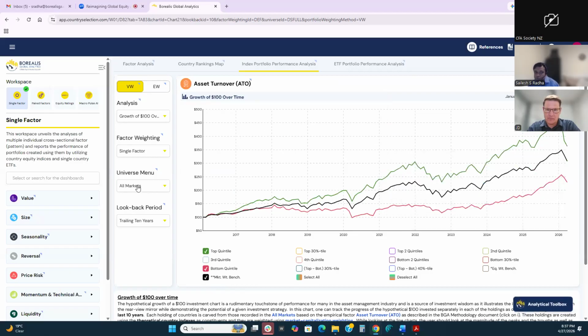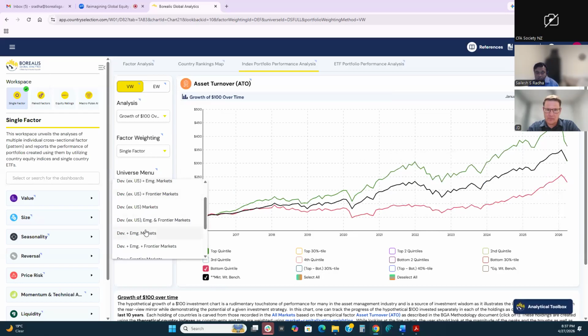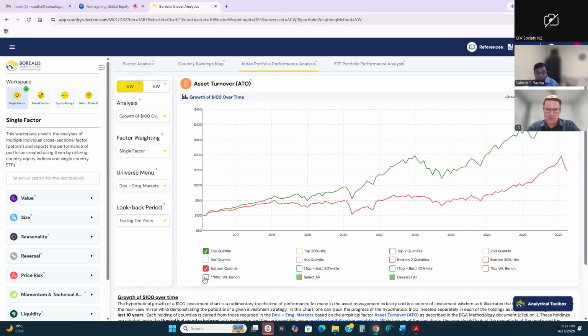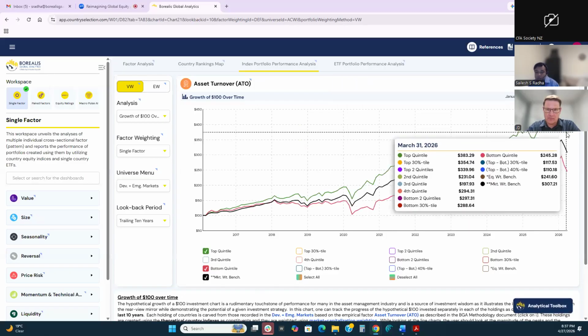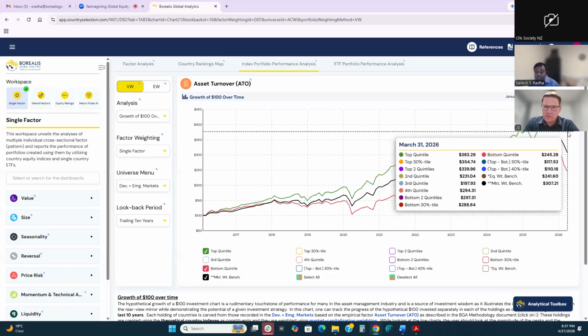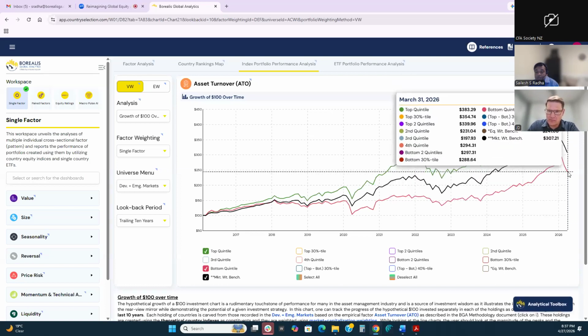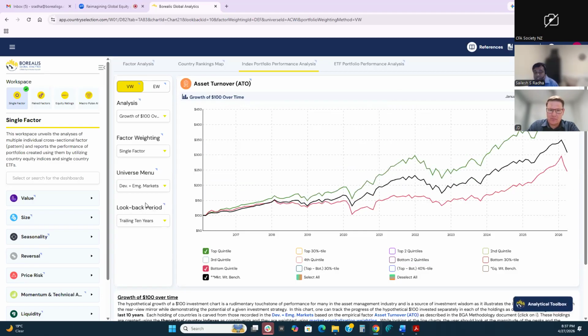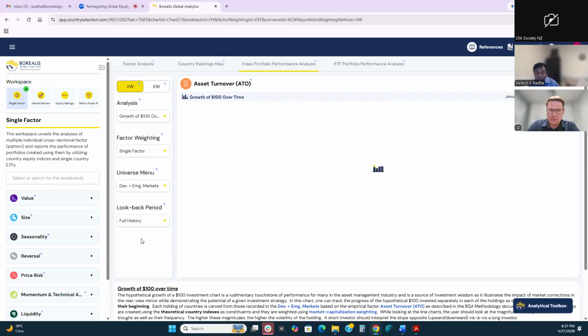Let's just switch the universe a little bit and see, does the story change at developed plus emerging markets? The same story. Top quintile, bottom quintile, market weight. The story doesn't change. $100 invested 10 years ago would yield about $383 now, compared to the red, which is the bottom quintile, that would yield you 245, whereas the benchmark would have yielded you 307. So the story still remains the same over the trailing 10 years using developed plus emerging markets. Let's take this to the full history, which is more than 30 years.